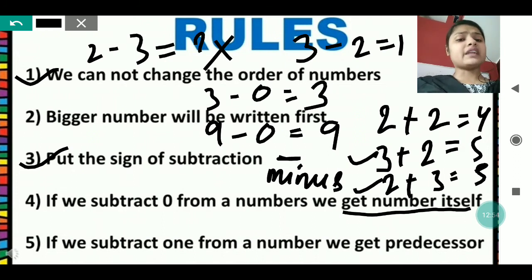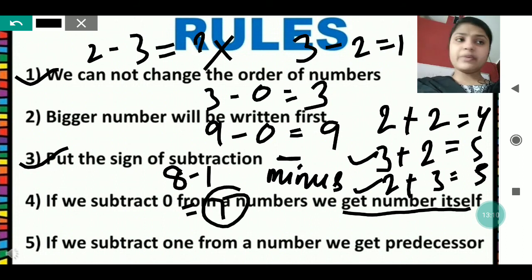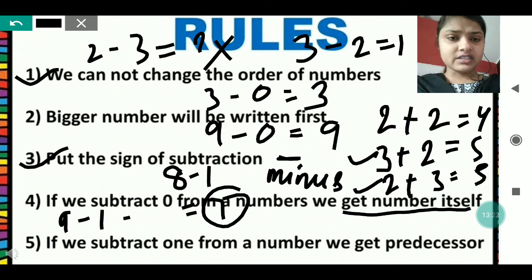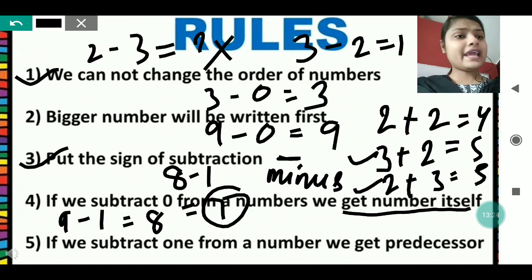Last, if we subtract 1 from a number, we get the predecessor. If you are subtracting 1 from any number, like 8 minus 1, obviously you are getting 7, and 7 is the predecessor of 8. That is all it is saying. Don't get confused with the coining of words here. It's simple. When 9 minus 1 is done, we are getting 8, and 8 is the predecessor of 9.